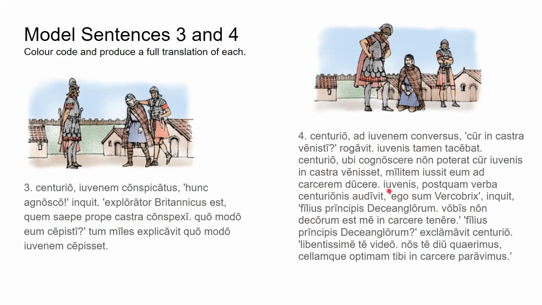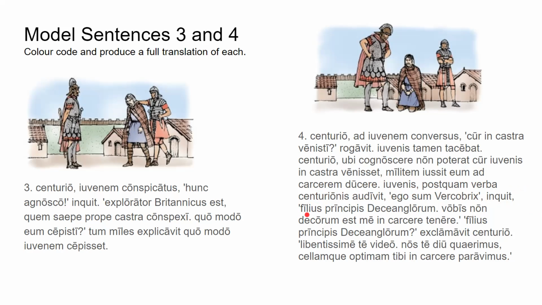All right, almost done. The Juvenis postcom verba centurionis audivet, ego sum Vercobrix, inquit, filius principis Decianglorum. So the youth, and then we have everything between these two commas as a temporal clause, after he audivit, that's an indicative verb in the perfect, after he heard the verba centurionis, the words of the centurion, so the centurion's words, he inquit, that's our main verb, he said, ego sum Vercobrix, I am Vercobrix.